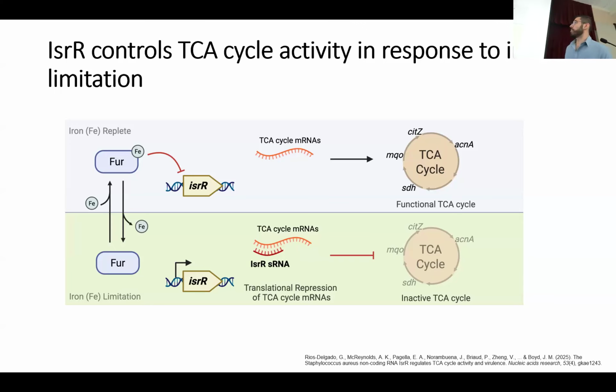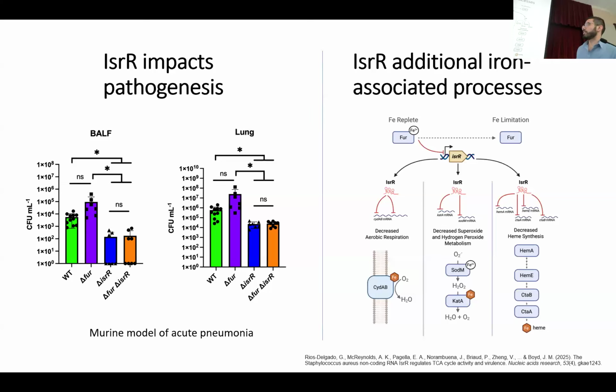So I'm probably running out of time, but I also wanted to share that we performed mouse models, and we infected using a model of acute pneumonia. We infected with our different strains, and we saw that if you delete IsrR, they had attenuated virulence, meaning that they had decreased colonization in the lung. And we can talk more about it at the poster if you want.